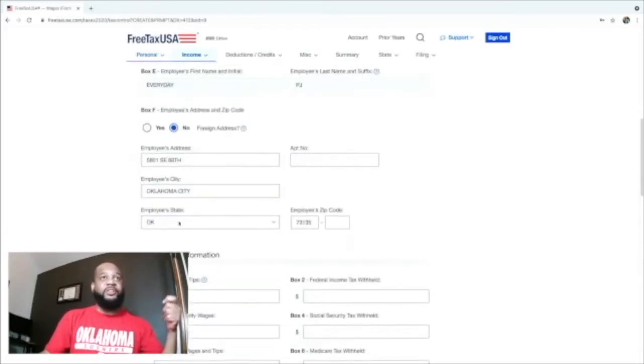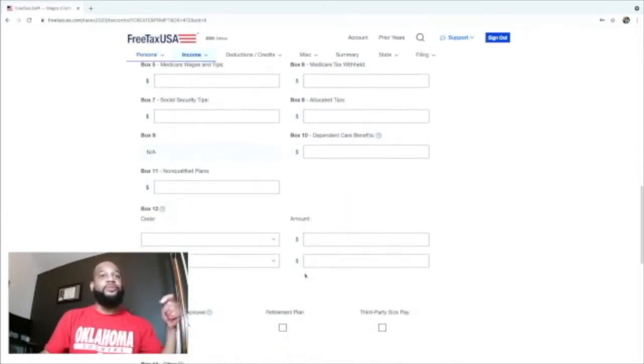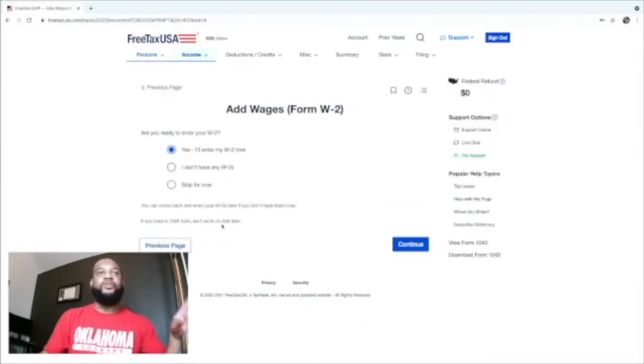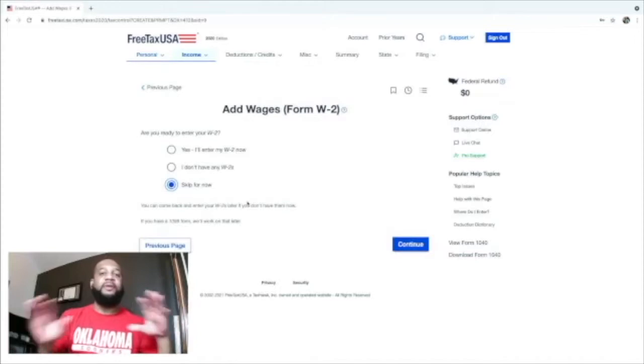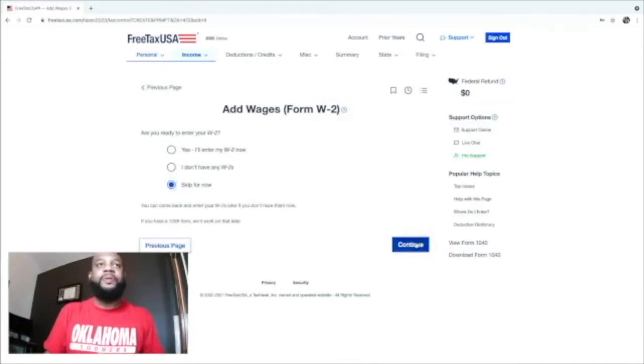You'll put your address. Of course, this is already pre-filled. Then you go to your boxes, and you put these in as they show on your W-2. You do not do anything different, okay? Alright, so let's cancel. We're just going to go back. We're going to skip this for now. But that was a very simple adding your W-2 in, okay? We aren't going to spend too much time on that.